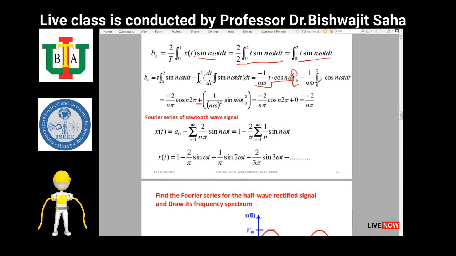Sir, how can it be minus 1? Minus 1 by n omega. How is minus 1 coming? Okay, very good. Integration of sine x dx, what is that? Minus cos x. Right?